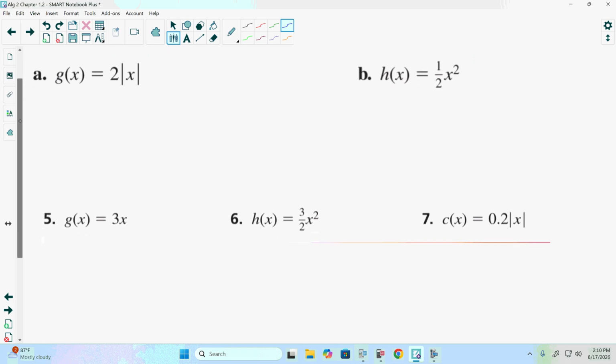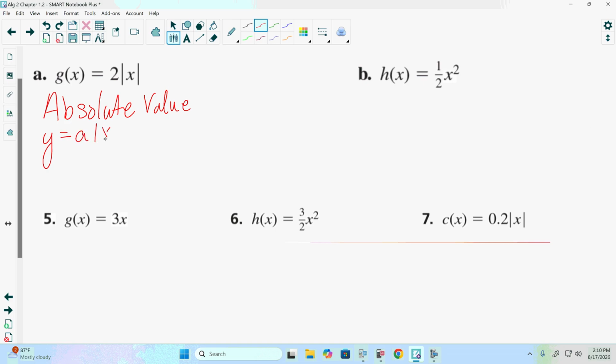G of x equals 2 absolute value of x. Well, we know that this is an absolute value. Do we have a value for h and k? Nope, so it tells us the function is not moving up or down or left and right. But we do have something in place of a, yes? Is the number taking the place of a negative? No. So do we have a reflection?